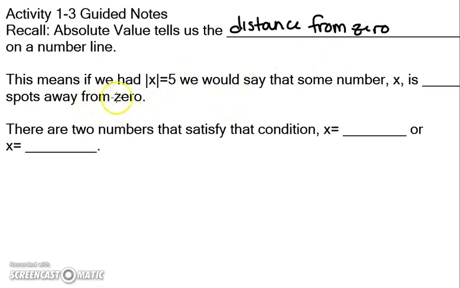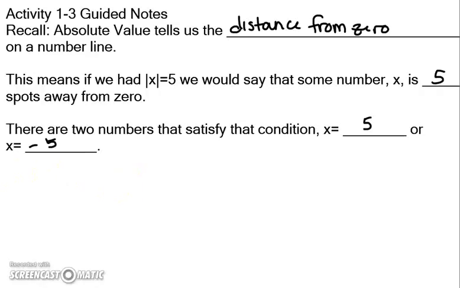So that means if we have something like the absolute value of x equals 5, that tells us that there's some number that we're going to call x that's 5 spots away from 0 on the number line. If you think about it, there's actually two numbers that satisfy that condition. Obviously 5 is 5 away from 0 on the number line, but negative 5 is also 5 away from 0 on the number line. So both negative 5 and 5 satisfy this idea that we want to be 5 away from 0 on the number line.